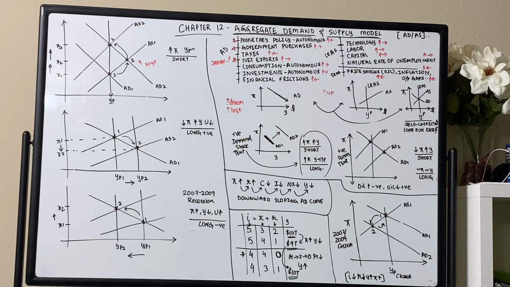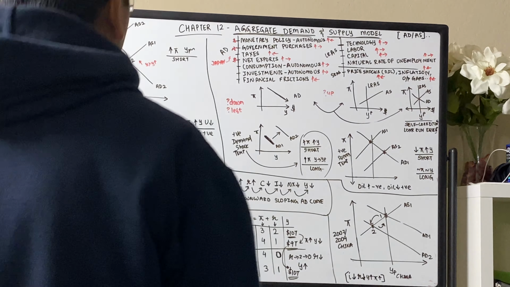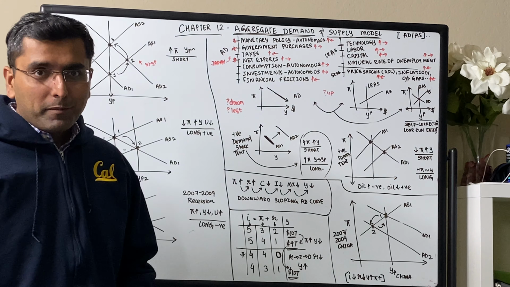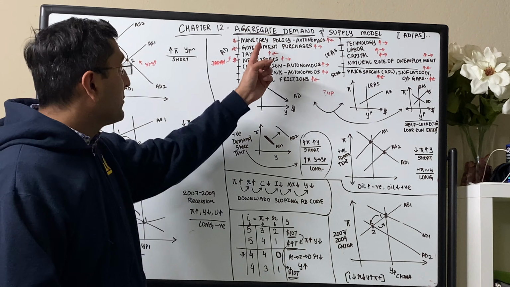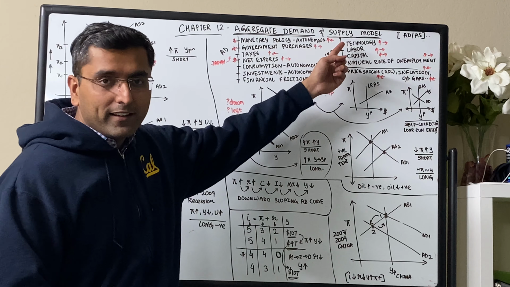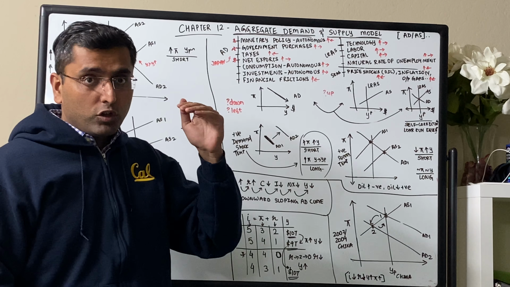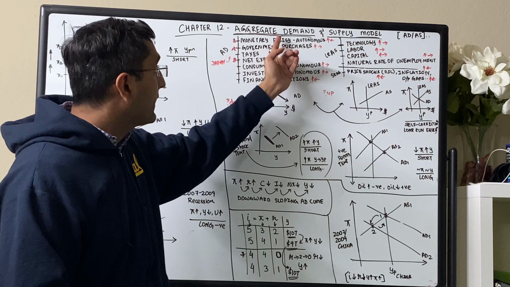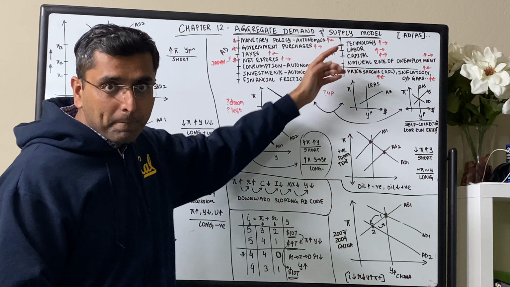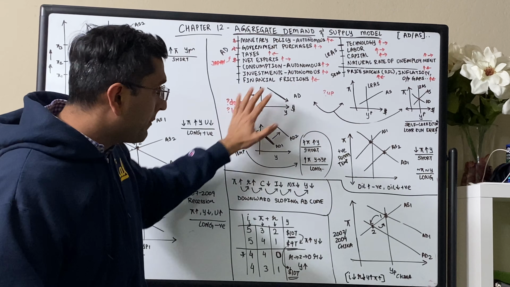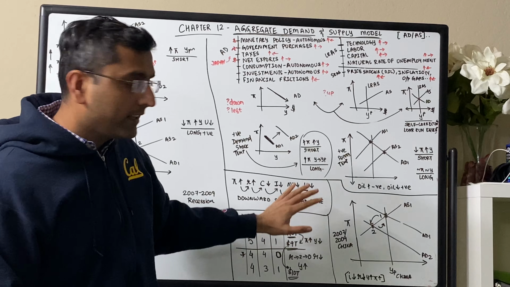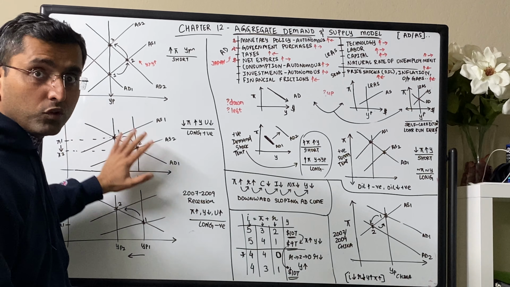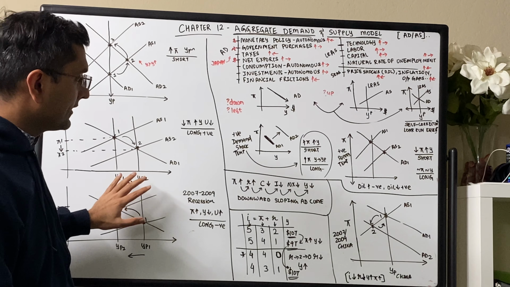Chapter 12, Aggregate Demand and Aggregate Supply Model, the AD-AS model. We're going to learn about two dimensions, aggregate demand and aggregate supply, and we're going to learn about short-term effects and long-term effects on aggregate demand and aggregate supply. Here, we're going to learn about short-term effects, and in these two, we will learn about the long-term effects.